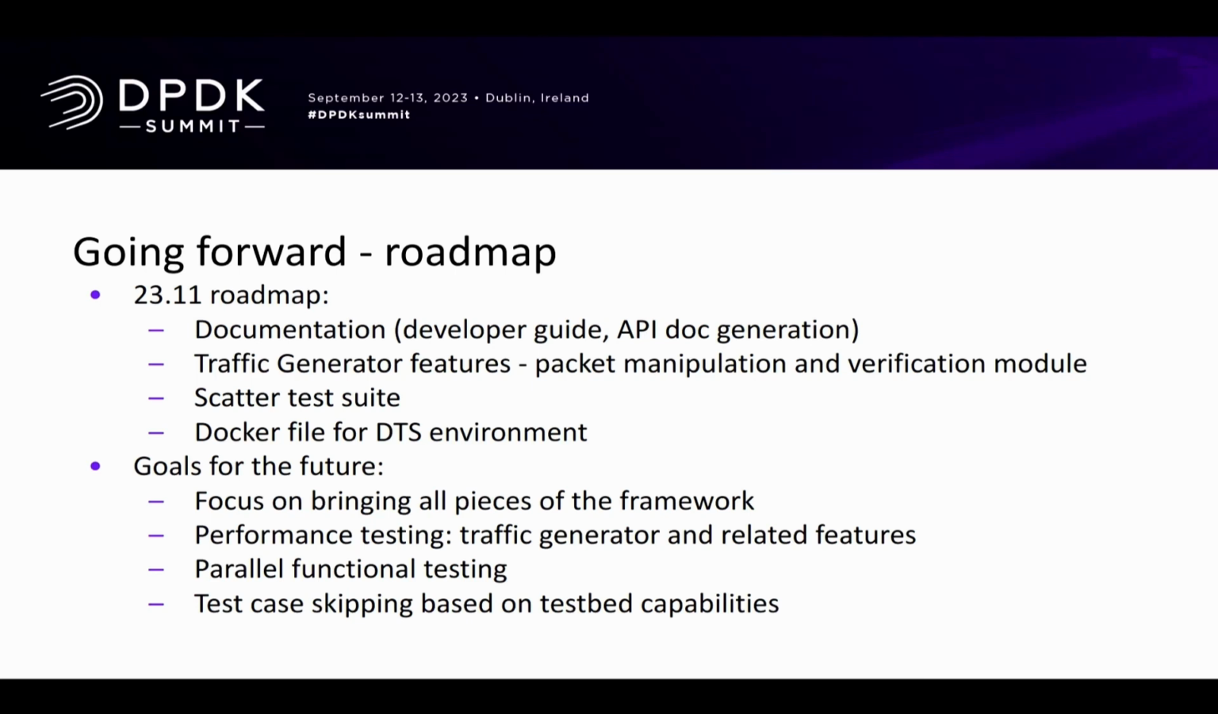This requires support for traffic generators which are fast enough, such as T-Rex, along with features related to these traffic generators. We also want to add parallel functional testing, which is a godsend as it saves a lot of testing time. And we're also thinking of adding test case skipping based on tested capabilities. So if we're testing a NIC which doesn't support a feature that the particular test case we want to test requires, that test case would just be skipped.